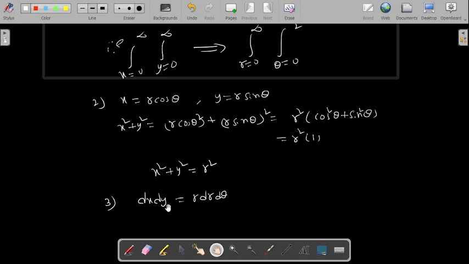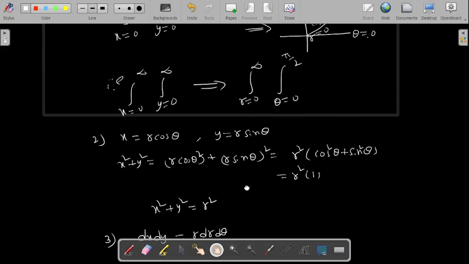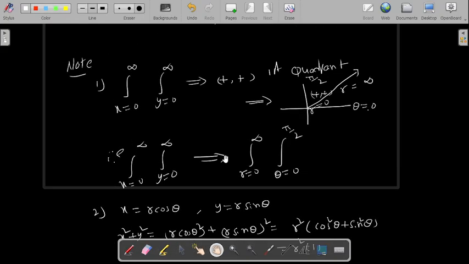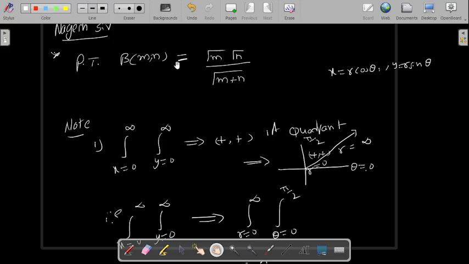The third note point is dx dy equals r dr d theta. These three are enough to prove that beta of m comma n equals gamma m gamma n by gamma of m plus n.